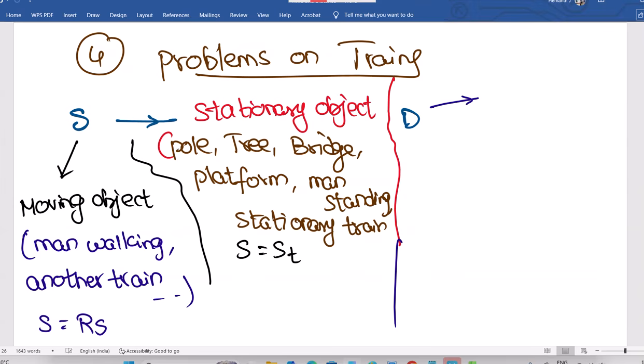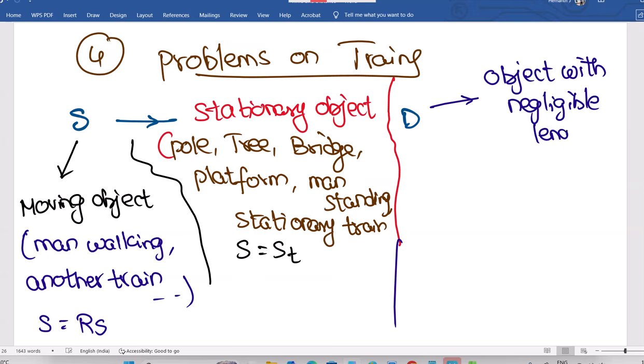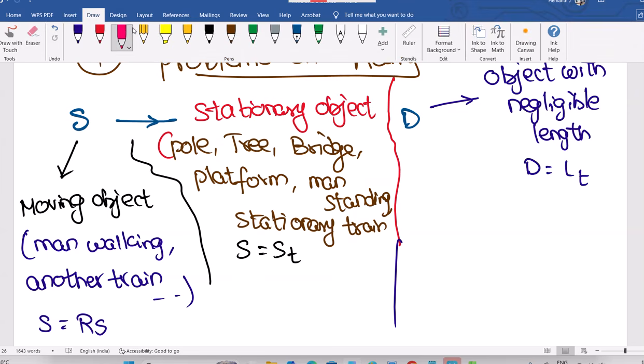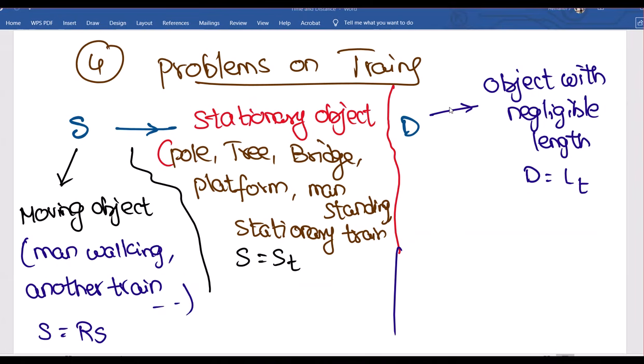Train crossing an object with negligible length. When a train is crossing an object with negligible length, then distance is equal to the length of the train. Sir, I am not understanding what the example is here. What is this case I told you? Train crossing an object with negligible length.